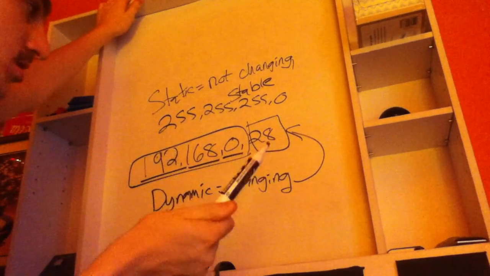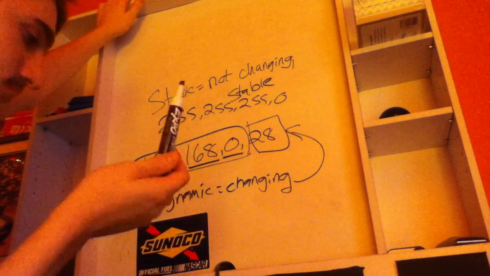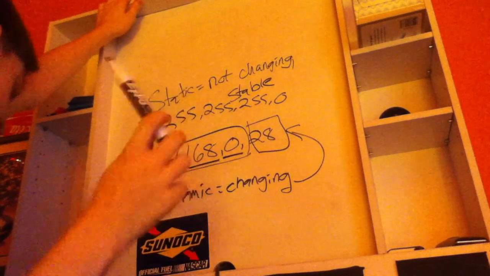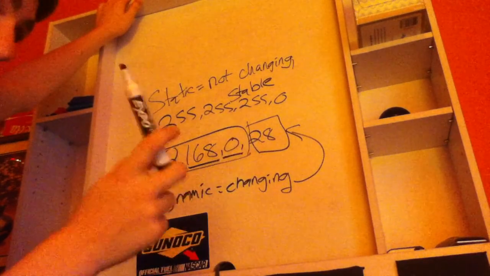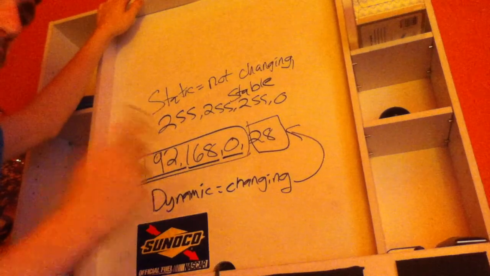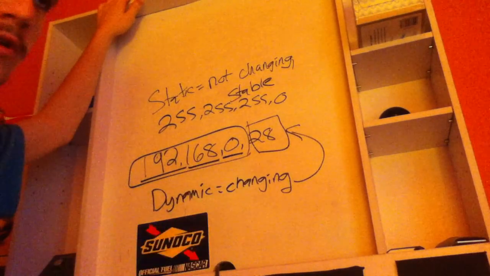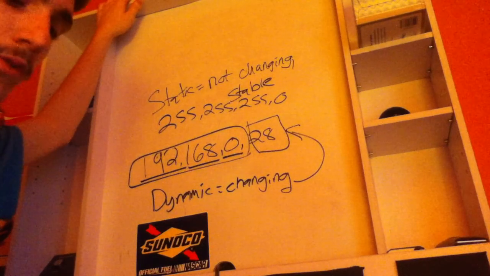Well, IP addresses can be static. All that tells you is you're set on a static IP. That basically means your entire IP is not going to change on the web. It's going to stay the same. You're going to stay bound to it. Good for servers. Actually, it's good for anything. I mean, I don't even know why dynamic exists.